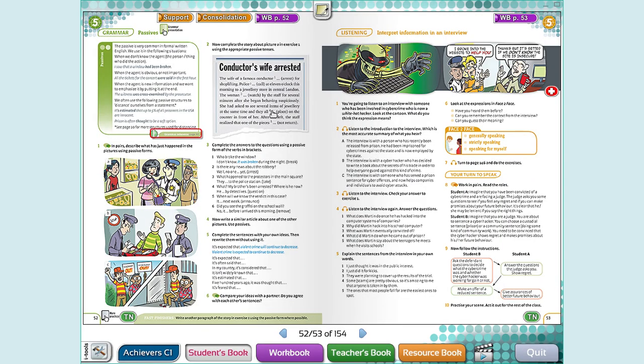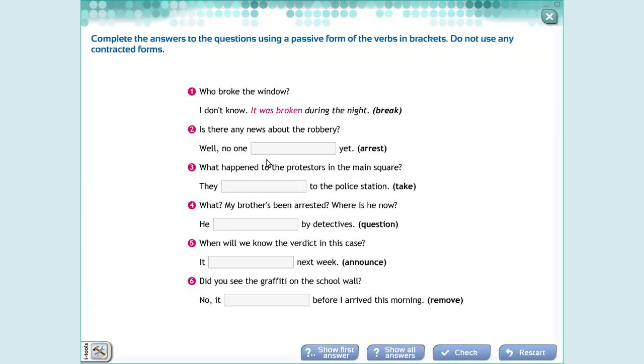Exercise 3. Complete the answers to the questions using a passive form of the verbs. Do not use any contracted form. We have a question, and according to the question, we are going to give an answer. Is there any news about the robbery? Well, no one has been arrested yet. When you use yet, it is always present perfect. When I have passive voice in present perfect, I use have, has, been, and my verb in the participle form.